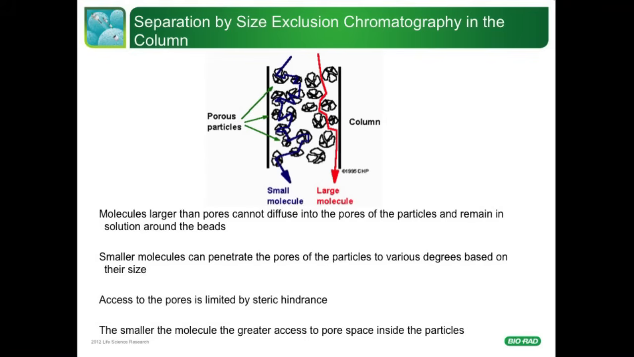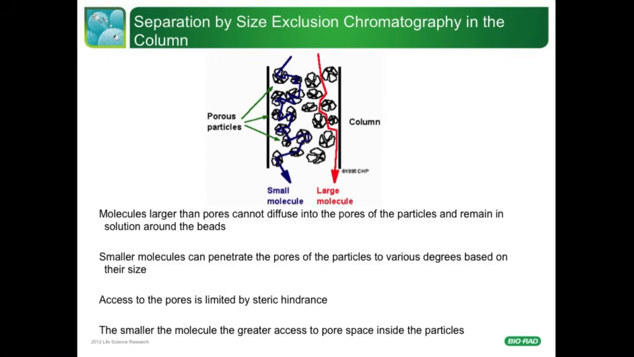Separation by size exclusion chromatography in the column. So how are the different sizes of biomolecules separated as they go through a size exclusion column? Molecules larger than the pores cannot diffuse into the pores of the particles and remain in the solution around the beads. That's represented by the red arrow on the right-hand side, as the large molecules can't penetrate the particles as they move through the column.